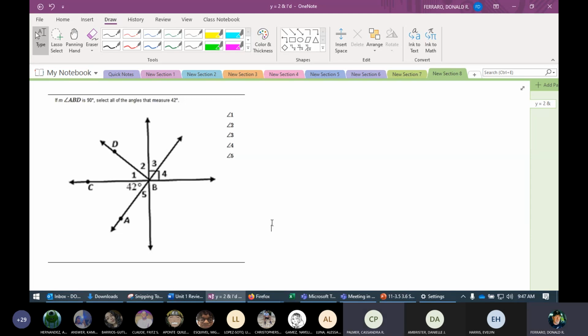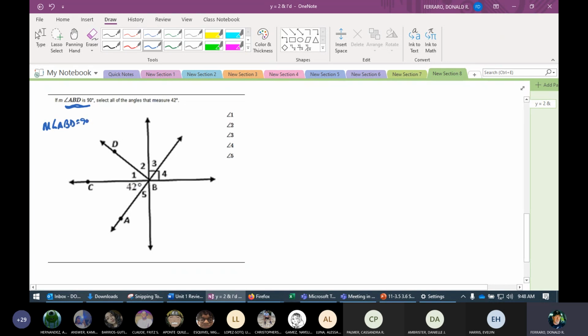No problem. So, Cassandra, can you read this problem to me? If measurement ABD is 90 degrees, select all the angles that measure 42 degrees. Okay, so we're going to look for the givens, all right? The first thing they tell us is measurement ABD is 90 degrees. So measurement of ABD equals 90 degrees.